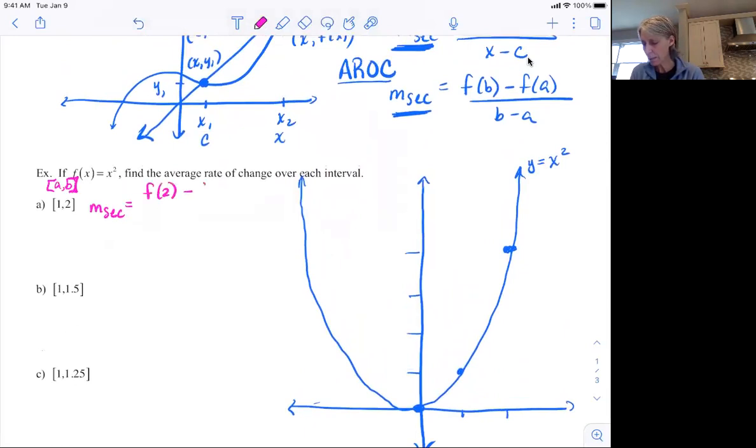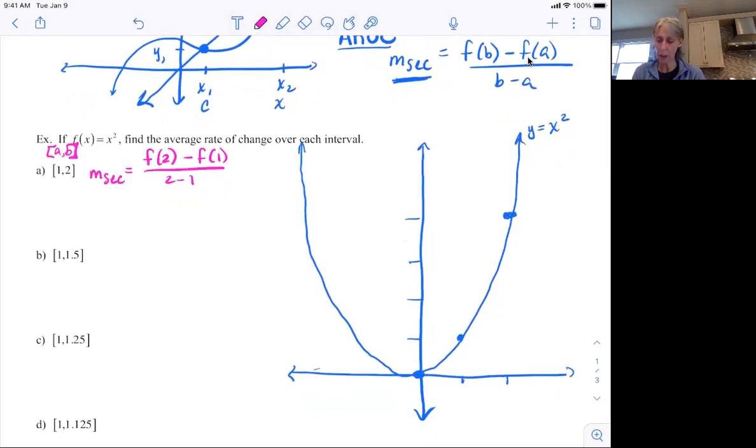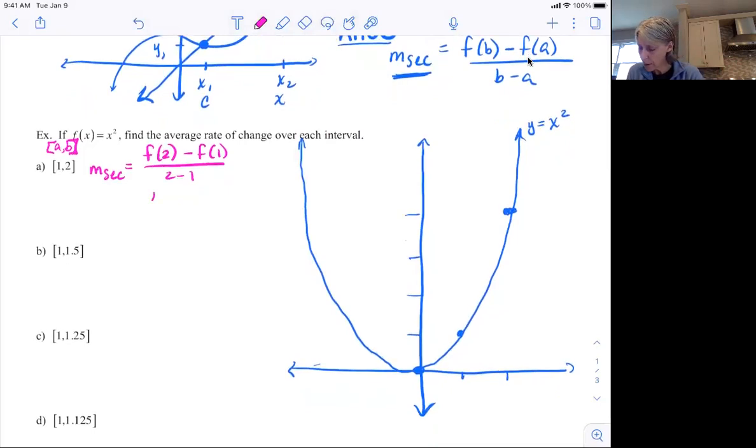In either case, f of b minus f of a over b minus a. How do we get f of 2? We plug 2 into our function. How do we get f of 1? We plug 1 into our function. Easy enough to do in our heads. So I have 4 minus 1 over 1. So my slope is 3 over 1, which is 3.